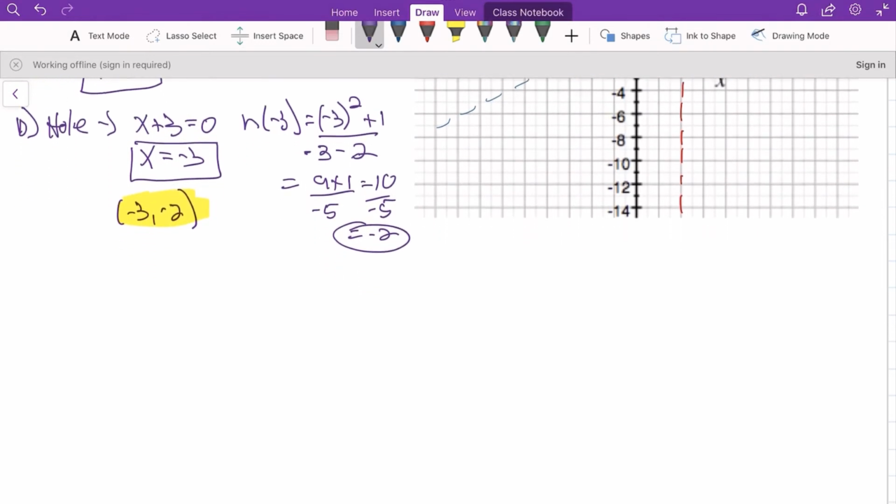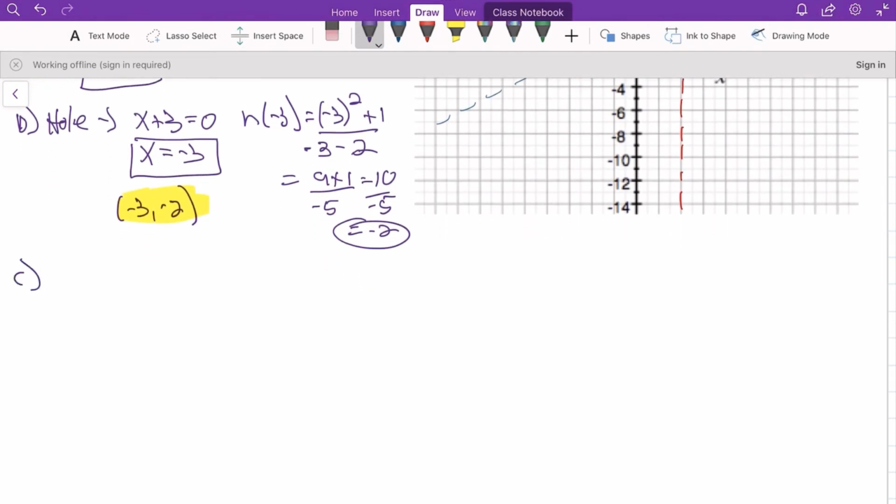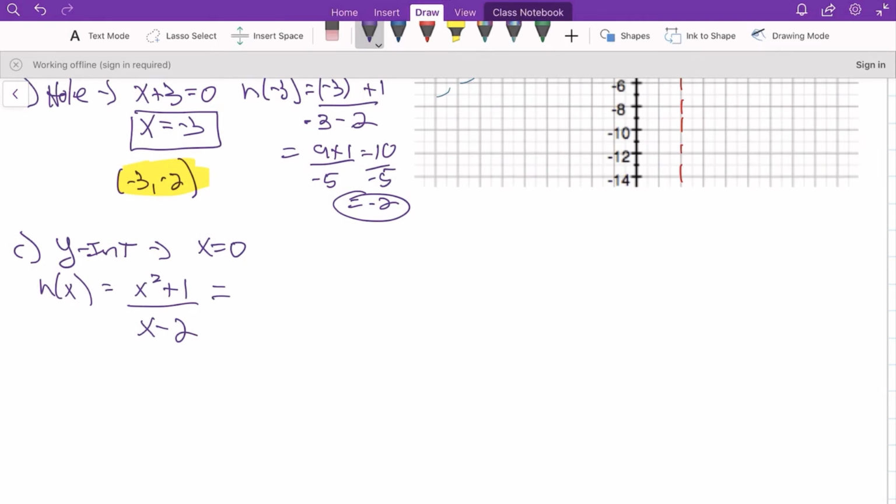We'll start with the y-intercept. So for step C is going to be the y-intercept. And remember to find the y-intercept, all we're going to do is substitute a 0 in for x. And we have the function here. And we're going to substitute a 0 in for x. So we have 0 squared plus 1 over 0 minus 2. And this is going to give us a y-intercept. And this is going to be negative 1/2. So we do have a y-intercept of 0 comma negative 1/2.